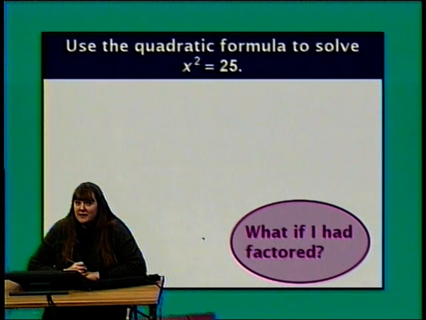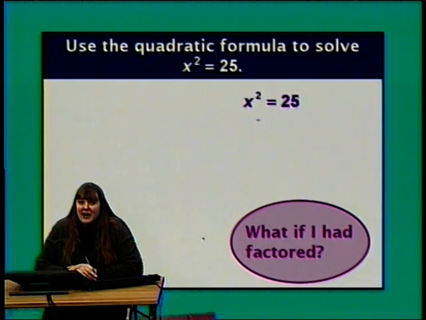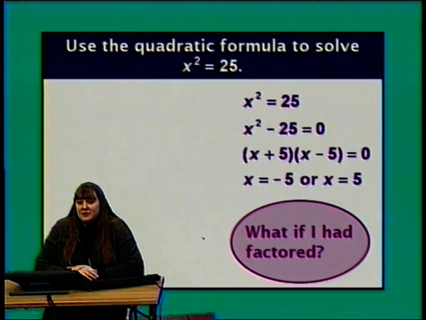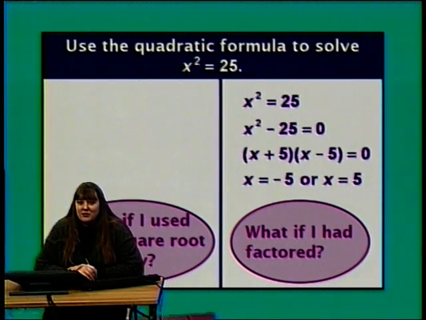What if I had factored on this problem? You might have looked at this problem and said, this problem looks pretty easy. I think there's another way I can solve this. Well, if I had factored, I would have had a difference of squares, and I would have factored this as x plus 5 times x minus 5 and come up with the solutions of negative 5 or positive 5. Same things I got. What if I had used the square root property?